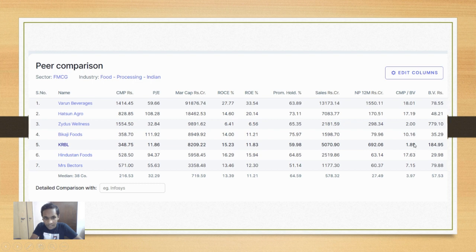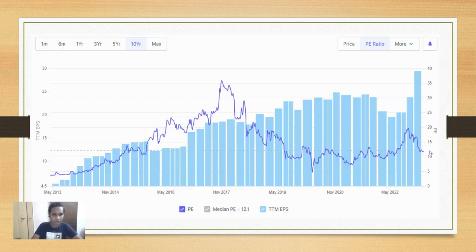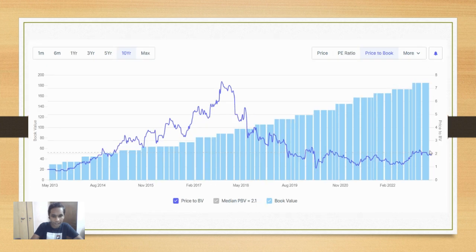Moreover, its book value is also very low at 1.89. Thus, if we see the PE and the book value, we can see that it is the ideal and cheapest share which an investor can purchase from the food processing industry. This is the median PE of 10 years of KRBL Limited, which is 12.1. And this is the median PBV of KRBL Limited for the past 10 years, which is 2.1. Thus, it is an ideal share from the small cap companies which an investor can purchase.